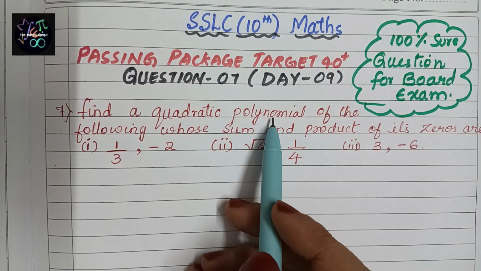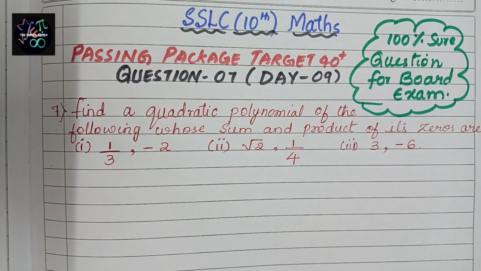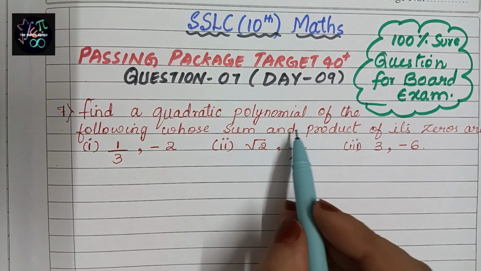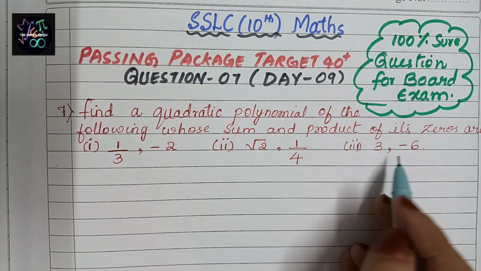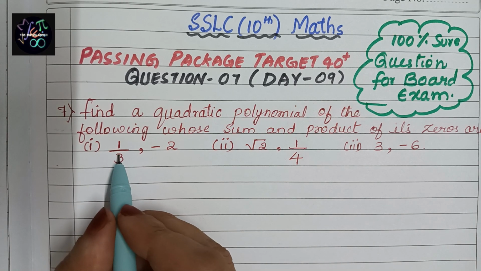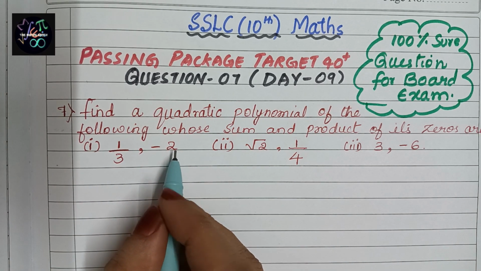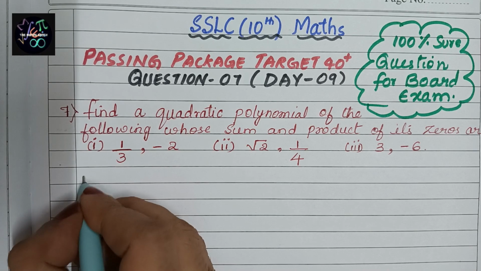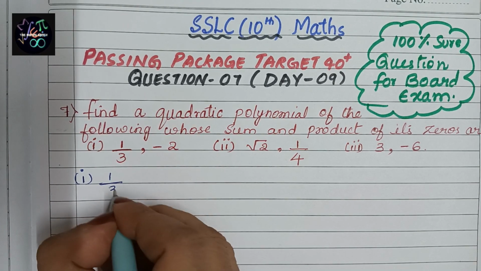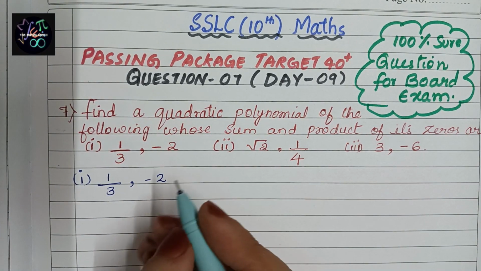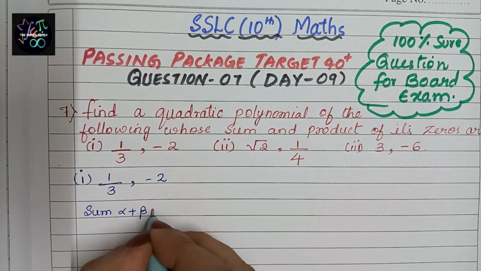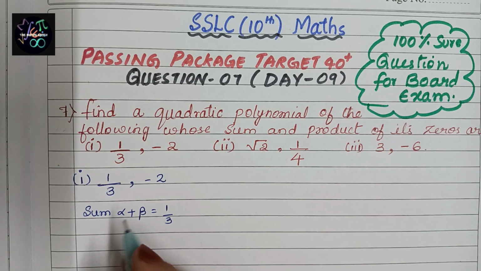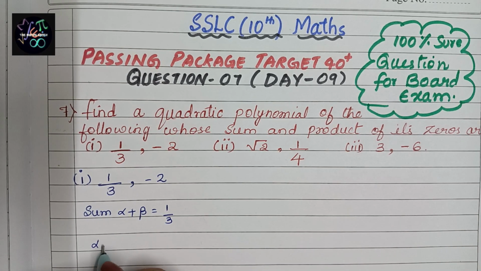Find a quadratic polynomial of the following whose sum and product of its zeros are given. I have taken three questions. The first one is the sum and the second one is the product, respectively. For the first question, let us take 1 by 3 comma minus 2. So the sum is alpha plus beta, that value is 1 by 3, and the product is alpha into beta, that is alpha beta, which is minus 2.